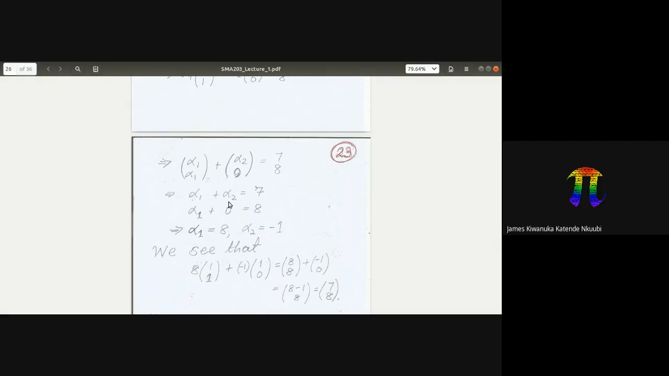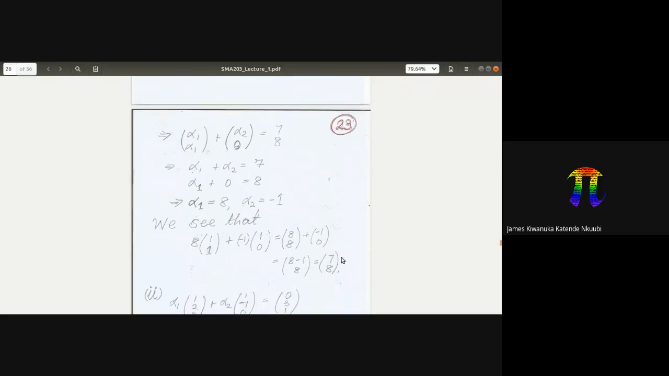So we can verify if what we got was correct. We multiply the vector u1 by 8 and the vector u2 by -1. And when we evaluate that, we end up with the vector (7, 8), which is exactly what we wanted. So we've been able to express (7, 8) as a linear combination of these two vectors, (1, 1) and (1, 0). The coefficients we have obtained are 8 and -1.